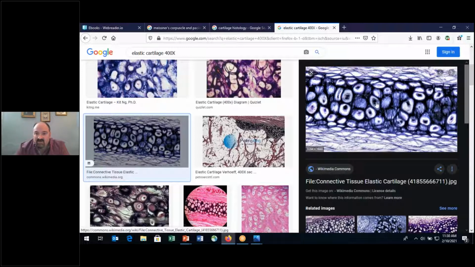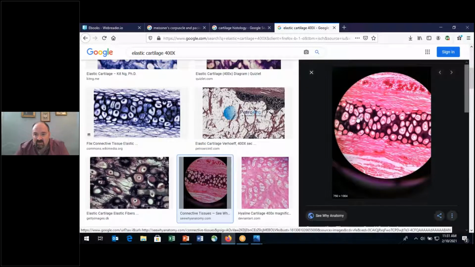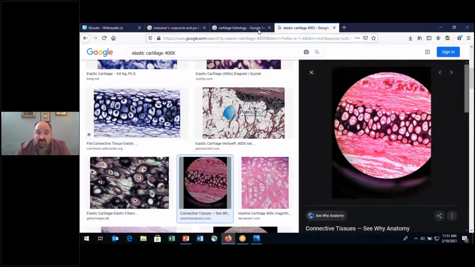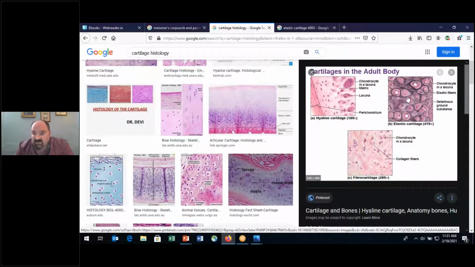Cartilage cells, chondrocytes, present within a space. The space is called a lacuna. Another one, elastic cartilage. Very easy to spot, to be honest. This is an easy one. Okay, this is not a hard one. So that's elastic cartilage. Yeah, it is cool looking, absolutely.